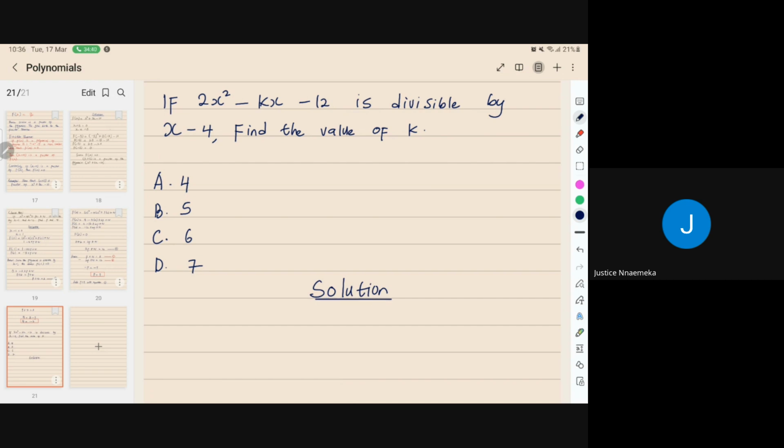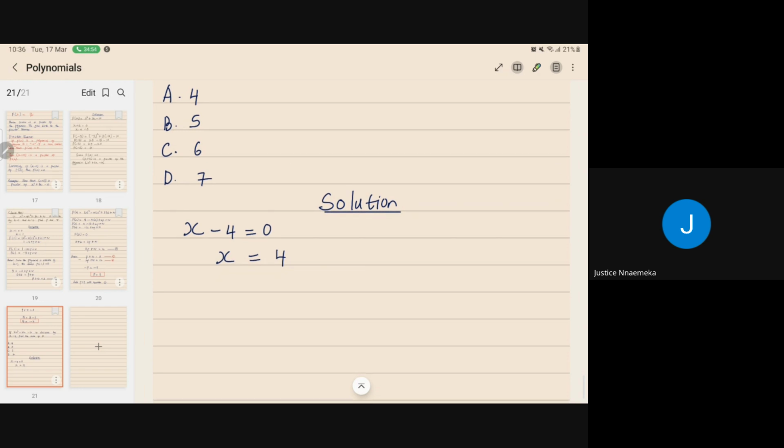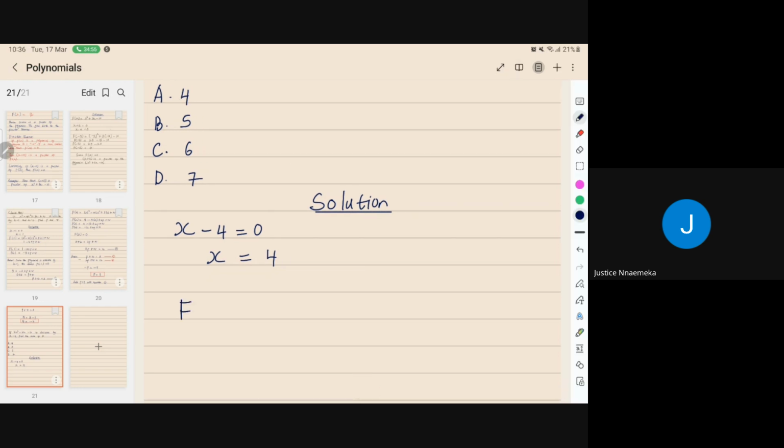Now, since it's divisible, that keyword there, divisible, means that x minus 4, we equate it to 0, so that x is equal to 4. So we can plug in the values: f of 4 will be equal to 2 times 4 squared, minus kx, which is k times 4, minus 12. It's divisible, so remember that f of 4 is equal to 0. But let's continue. This will give me 2 times 16, since 4 squared is 16.